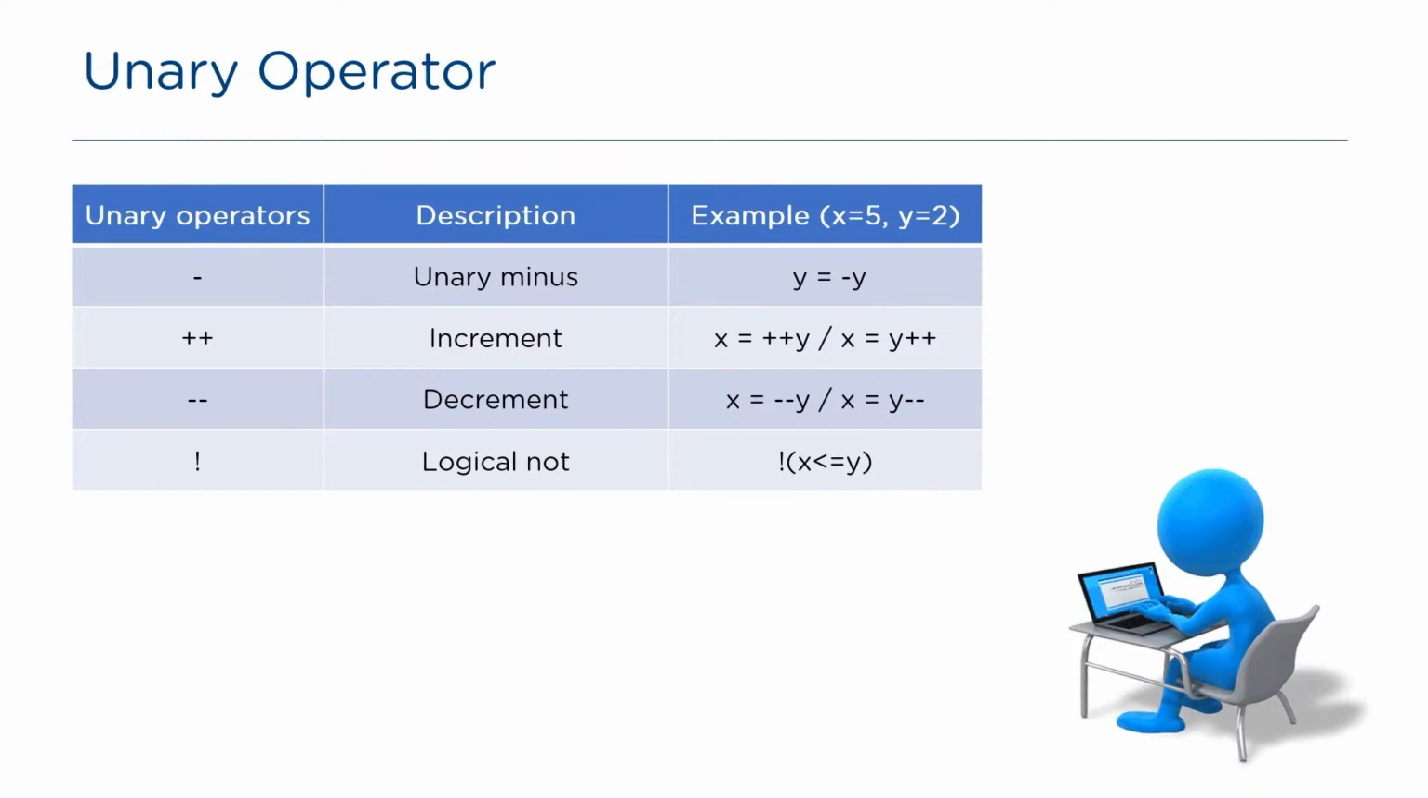Next, increment and decrement operators are used to increase and decrease the value by 1 respectively. For example, ++y is pre-increment and y++ is post-increment. Similarly, we have pre-decrement and post-decrement. Next is logical NOT, that is used to complement the logical value. For example, consider the value for x and y to be 5 and 2, and the condition is 5 less than or equal to 2, which is false. So the logical NOT operator will complement the Boolean value to true in that case. I hope you got a clear understanding of unary operators.